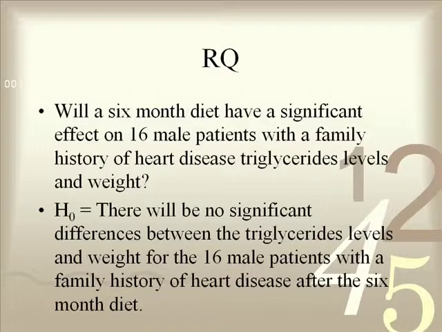So with this particular study, we have a pre-test and we have a post-test. The patients will be measured. Their weights and the triglyceride levels were measured right at the beginning of the 6-month diet. They did whatever diet they did for 6 months. Then after the 6 months, they did a post-test where they measured the 16 patients' triglyceride levels and their weights.